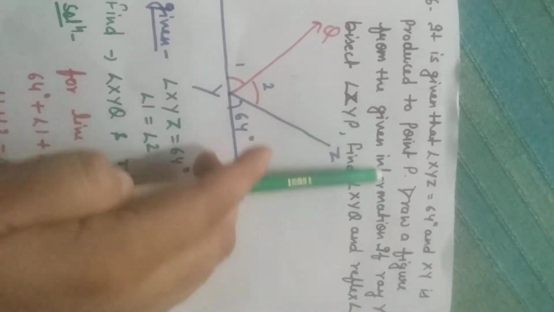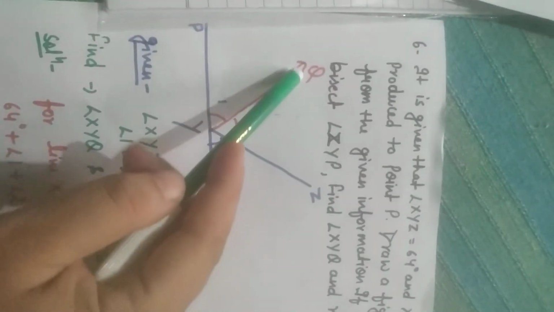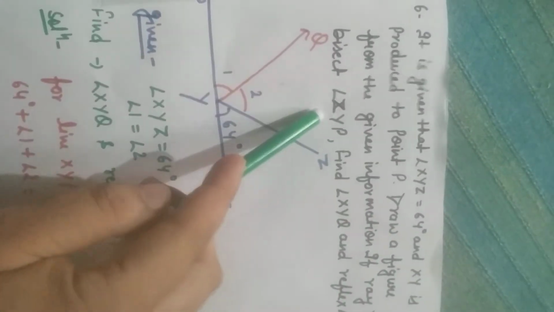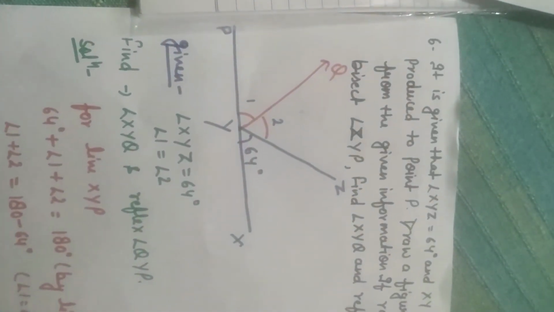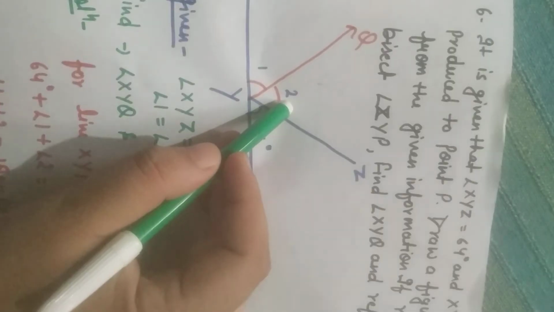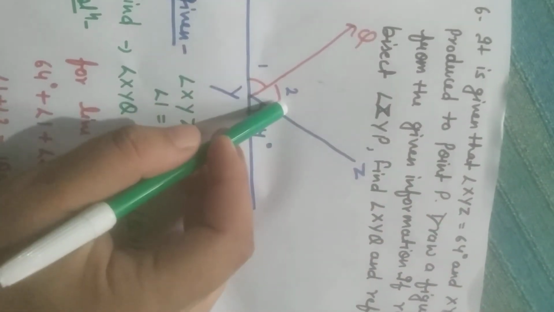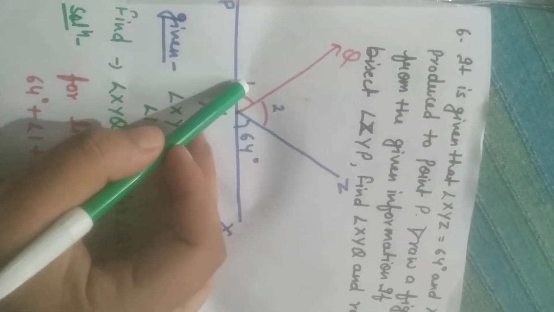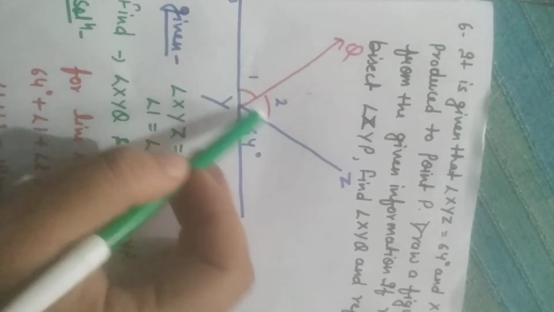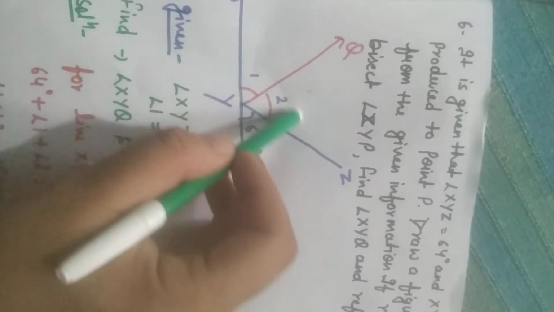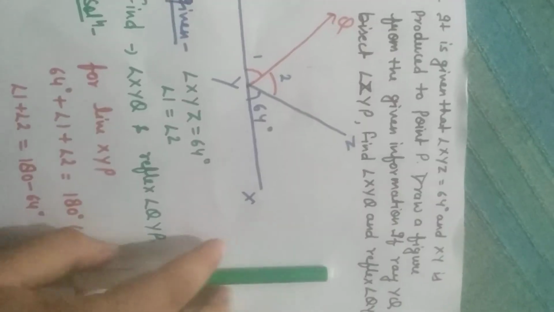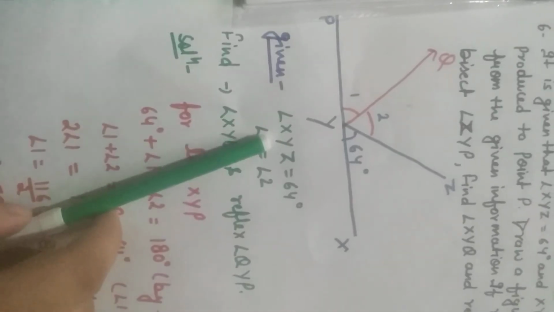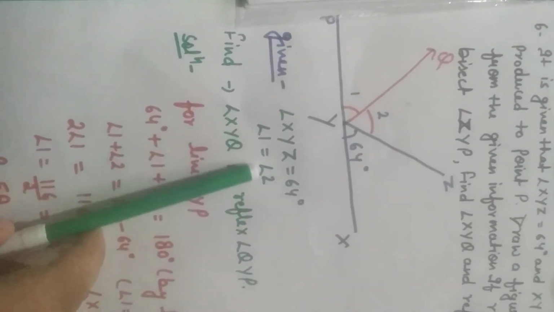Draw a figure from the given information. One ray is there, that is YQ, which bisects angle ZYP. Bisect means which divides the angle into two equal parts. This angle is equal to this angle. I have divided this angle into two parts, angle 1 and angle 2. They are both equal because YQ bisects the whole angle, so angle 1 is equal to angle 2. Find angle XYQ and reflex of angle QYP. Given is that XYZ is equal to 64 degrees, angle 1 is equal to angle 2.